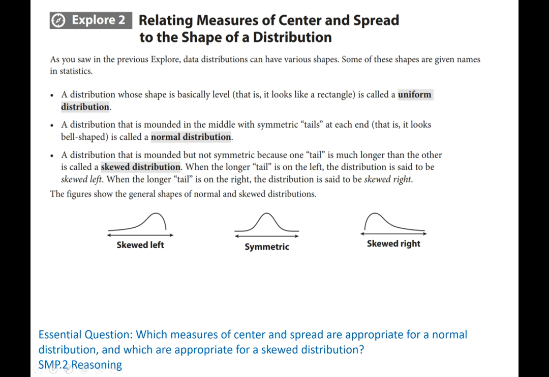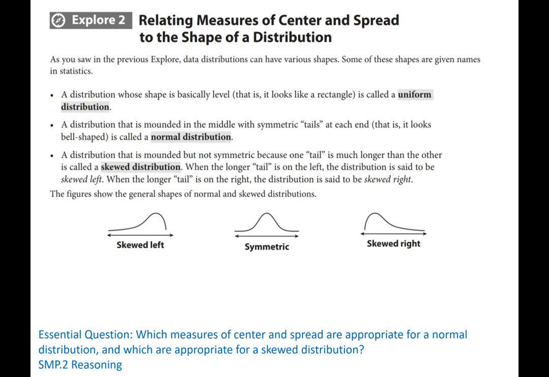All right, so we have relating measures of center and spread to the shape of a distribution. As you saw in the previous Explore, data distributions can have various shapes. Some of the shapes are given names in statistics. A distribution whose shape is basically level, so that was my evenly distributed one, the one I did with you, looks kind of like a rectangle across. This is called a uniform distribution.